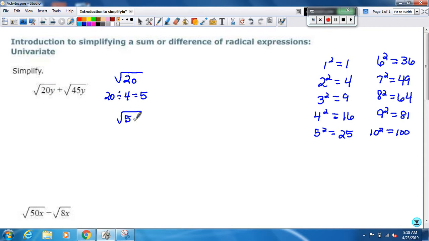And we had a y there too. That stays under the radical. And then since we divided by 4, the number out front stays out front. So 2.